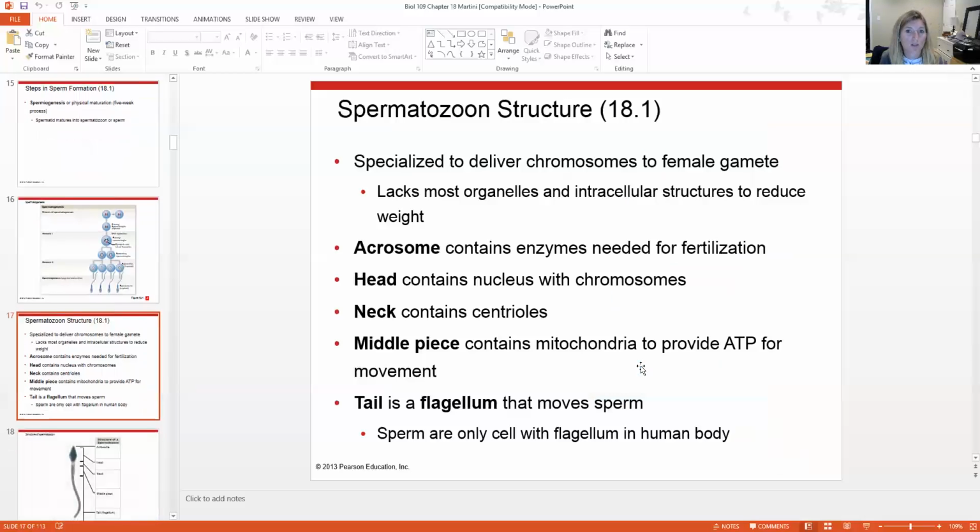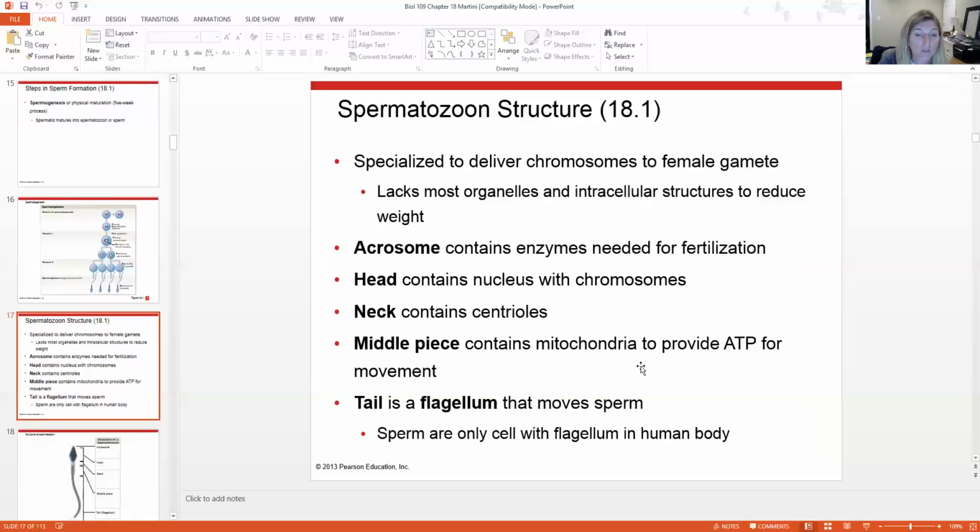So, overall spermatozoon structure. They're very specialized to deliver the chromosomes to the female gamete. They're very, very small, with no organelles, no intracellular structures. The acrosome is kind of like a little hat on the top of the sperm, and this is where special enzymes are needed to break into the egg cell.